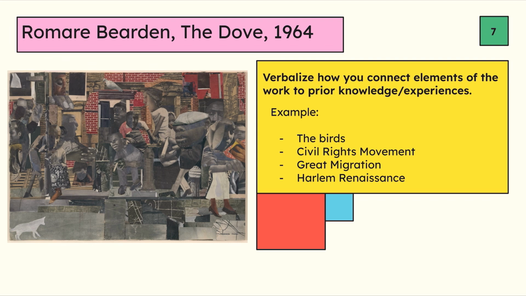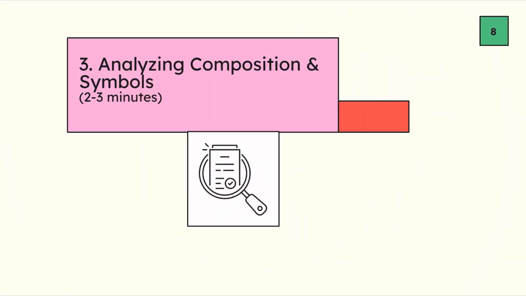The idea in this step is to show curiosity by asking rhetorical questions. Why might the artist use collage instead of painting? Is he reflecting on the fragmented nature of urban life? At this point, we're ready to move forward and we can start analyzing composition and symbols included in this artwork.